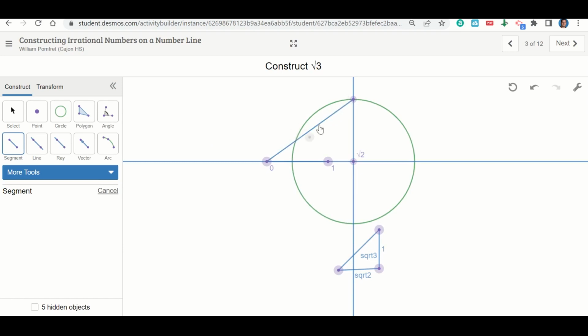Now from there, I need to copy this down onto my number line. So I go to circle, and I click on this point here, and I want it to go through this point here. Notice the radius is square root of 3, so that means that in this direction the radius is also square root of 3. So wherever the circle and the number line intersect should be exactly square root of 3, so I'm going to go ahead and put a point there, and that point represents square root of 3.